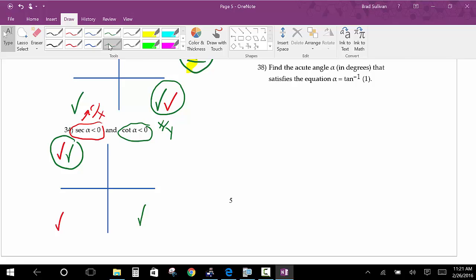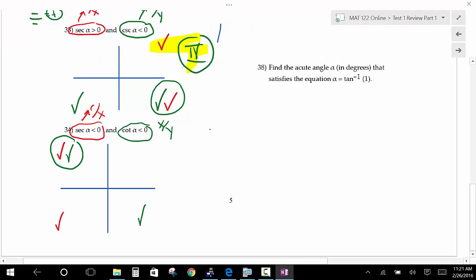Okay, and I'll review with you guys one thing on this too, that you can remember if you want to. Basically, all trig functions are positive in quadrant 1.